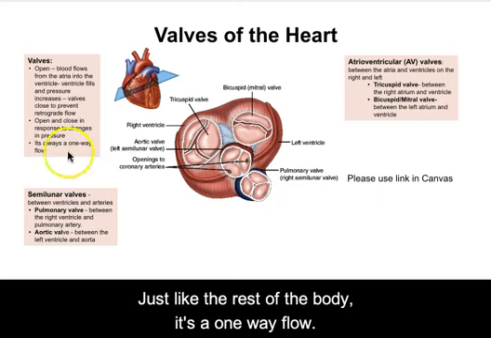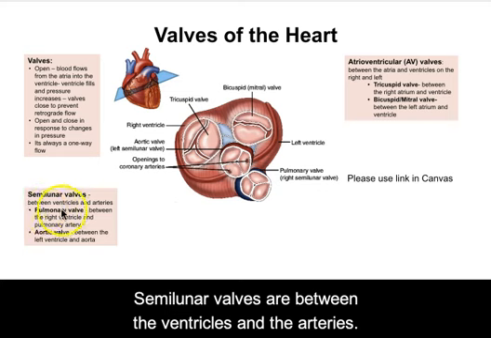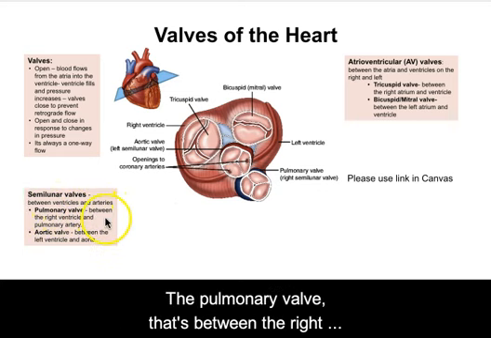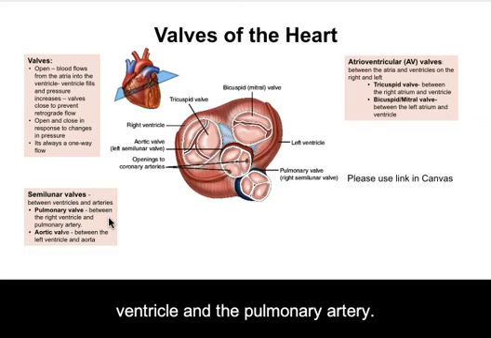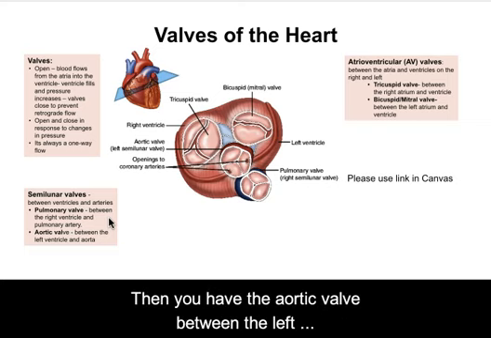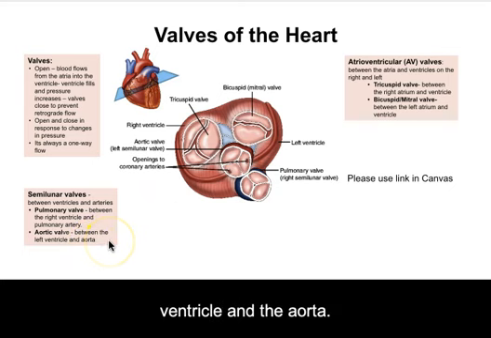It's a one-way flow. Semilunar valves are between the ventricles and the arteries. The pulmonary valve, that's between the right ventricle and the pulmonary artery. Then you have the aortic valve between the left ventricle and the aorta.